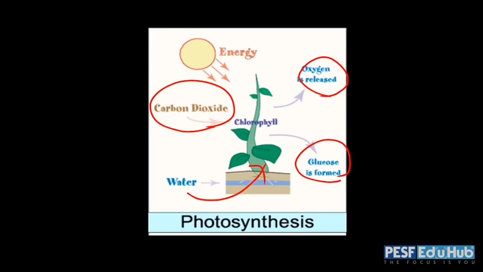The reactants are carbon dioxide, water, and sunlight, in the presence of chlorophyll, and the products are glucose and oxygen: 6 carbon dioxide, 12 water, 6 oxygen, 1 glucose. Many glucose molecules form starch. Starch is the stored product in plants. We eat rice, chapati, or dosa, and all of them contain starch. Starch is the storage carbohydrate seen in plants.